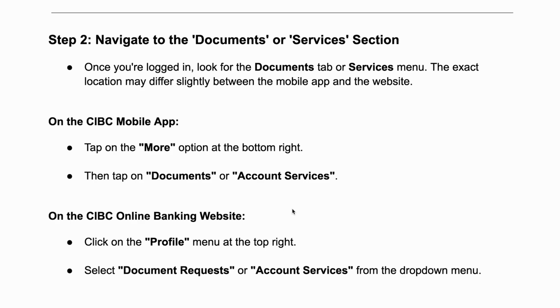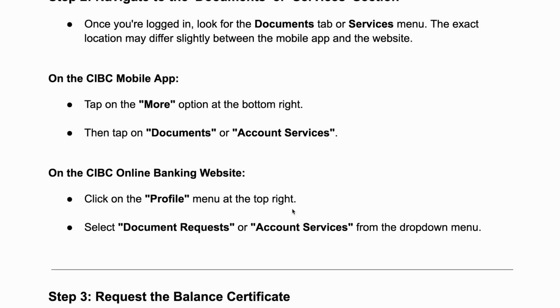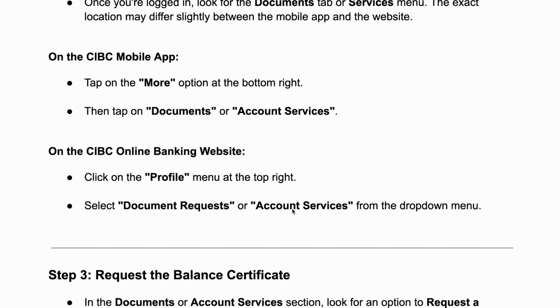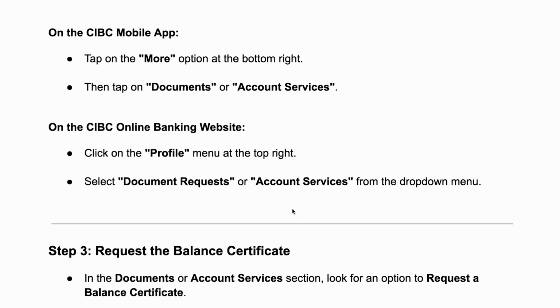Navigate to the Documents or Services section. Once you're logged in, look for the Documents tab or Services menu. The exact location may differ slightly between the app and the website. So on the CIBC mobile app, tap More and then tap on Documents or Account Services. On the CIBC online banking website, click on Profile and then select Documents Request or Account Services from the drop-down menu.